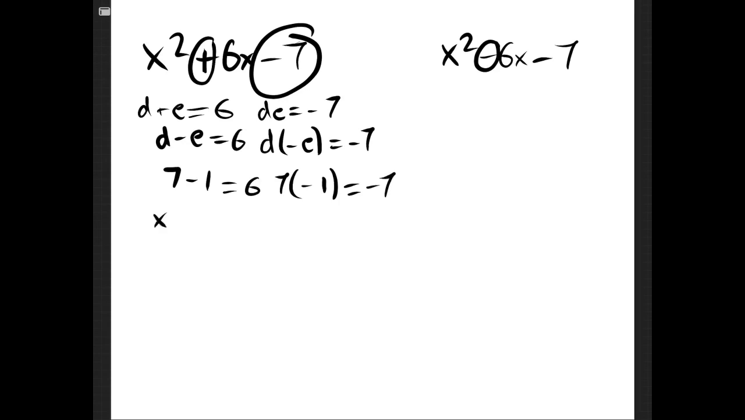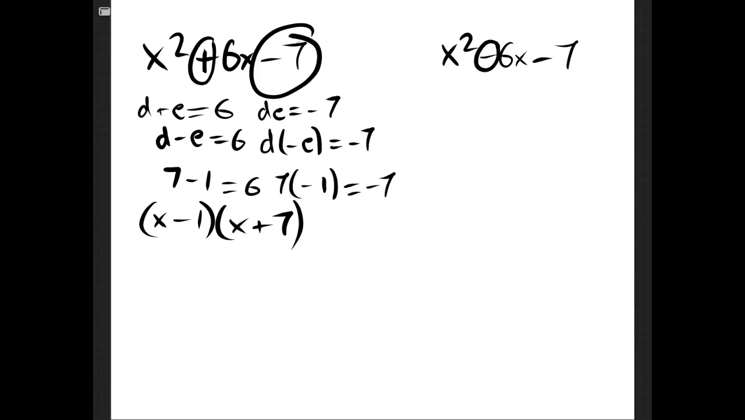And then we have x minus 1, x plus 7, and that's it for this one. Now, for the other one, it's a little bit different because this sign is negative. So what we have to do is basically just switch them around. The variables that we had over here are 7 and -1. Over here, the variables are going to be -7 and 1, because -7 plus 1 is -6, and -7 times 1 is -7.